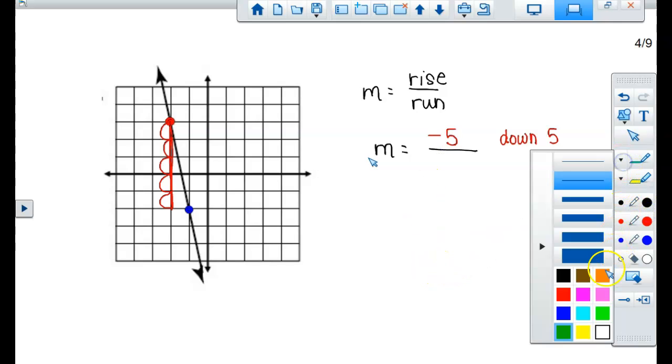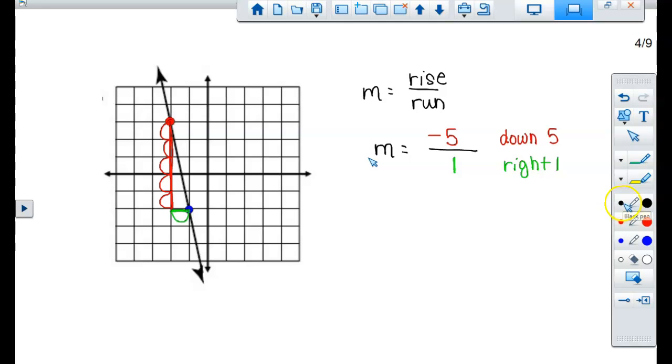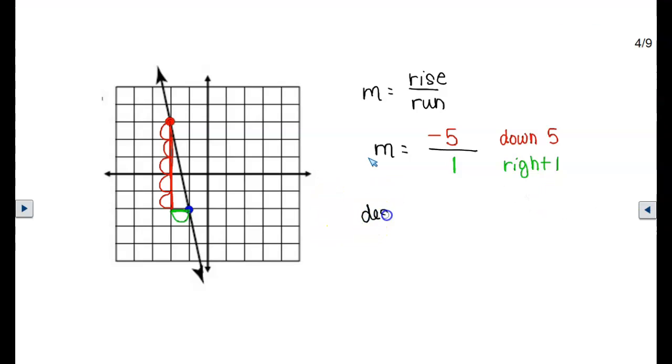All right, now time to run. You can see over here on the graph that to get to the blue point, you're going to have to run to the right, and you only have to run to the right 1 space. So we are running to the right 1. Because it's to the right, that will be a +1. So this line rises -5 and runs +1. Down 5, right 1.